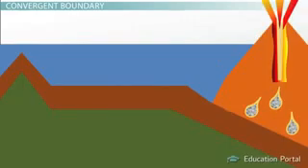There are two kinds of surface features that are associated with a convergent boundary. The first is a deep ocean trench that forms a line of the two colliding plates.